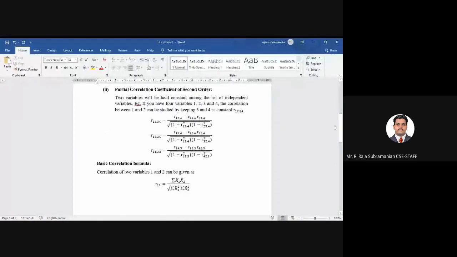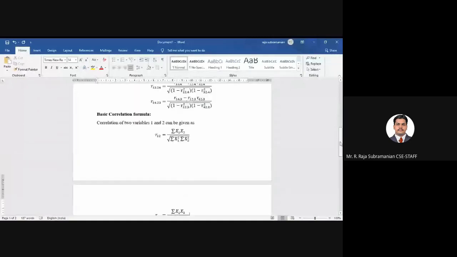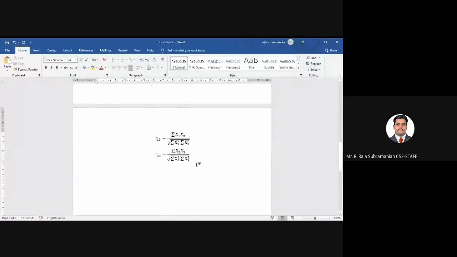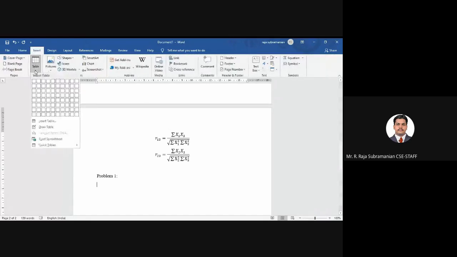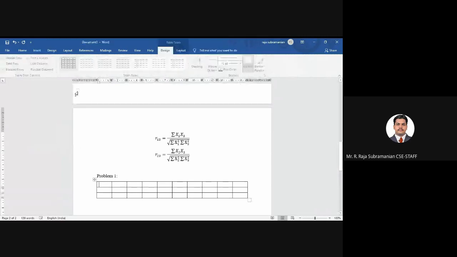I can have any number of correlation coefficients. Now we will go with a very small example. Let me take one problem from one of the book exercises that can cover as much as possible.